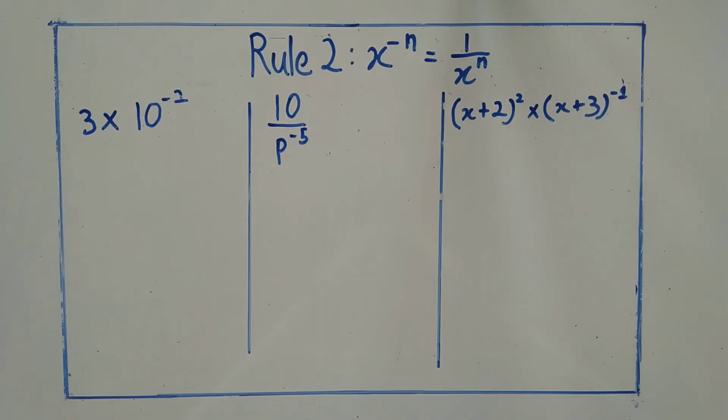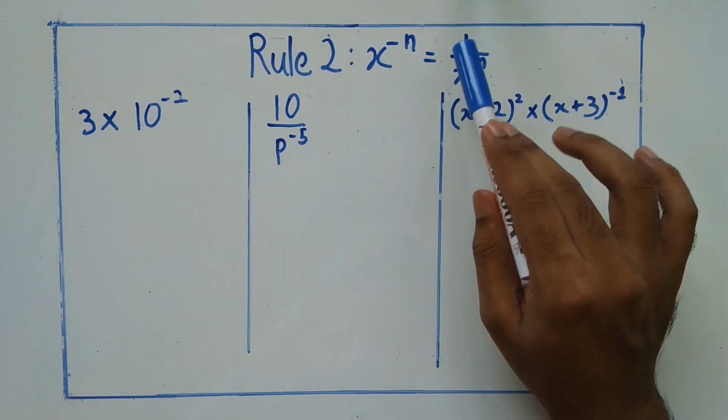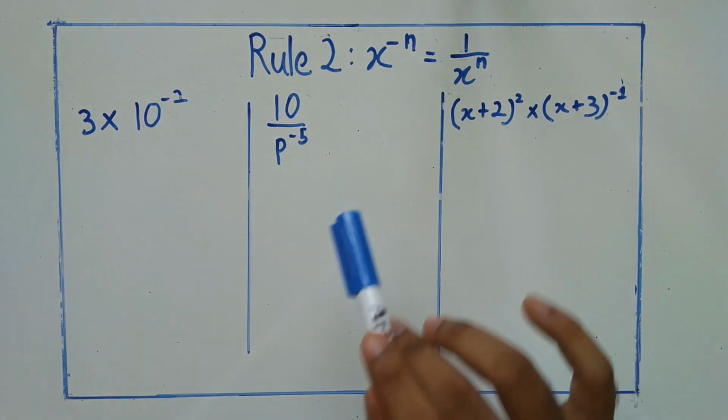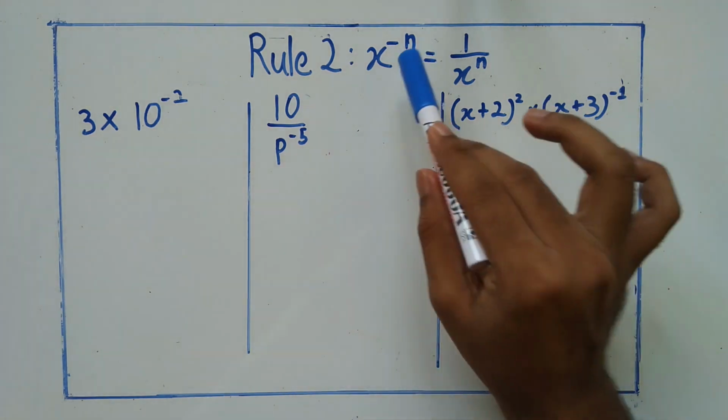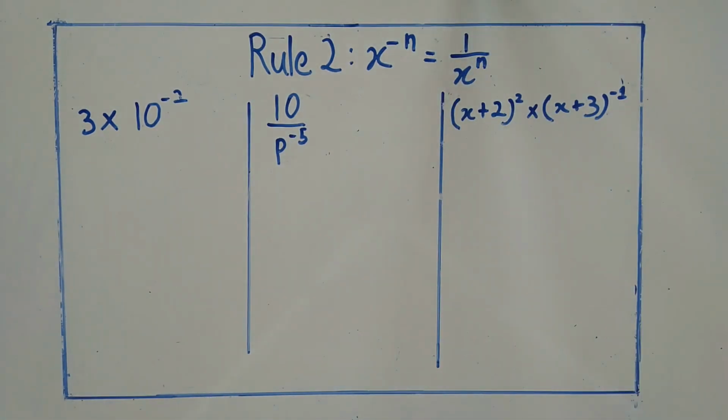The second rule is the negative power rule. The value of the power is negative. It means that the base is on the wrong side of the fraction line. We can flip the base to the other side, for example, from the numerator to the denominator. Let's look at examples to demonstrate.